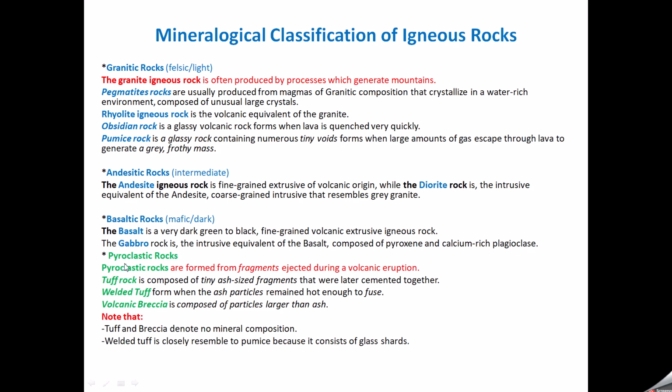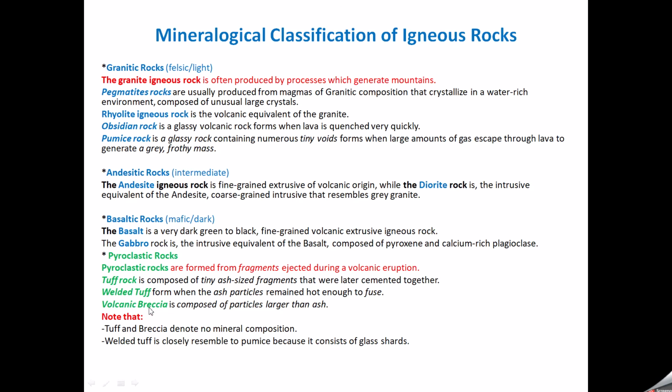Okay. Now we have some other rocks. Pyroclastic rocks are formed from fragments ejected during volcanic eruption. When you have fragments ejected, we call them pyroclastic rocks. Tuff rock is composed of tiny ash-sized fragments that were later cemented together. This is tuff. Welded tuff forms when the ash particles remained hot enough to fuse. So we have ash grains, which is the tuff rock, and welded tuff.